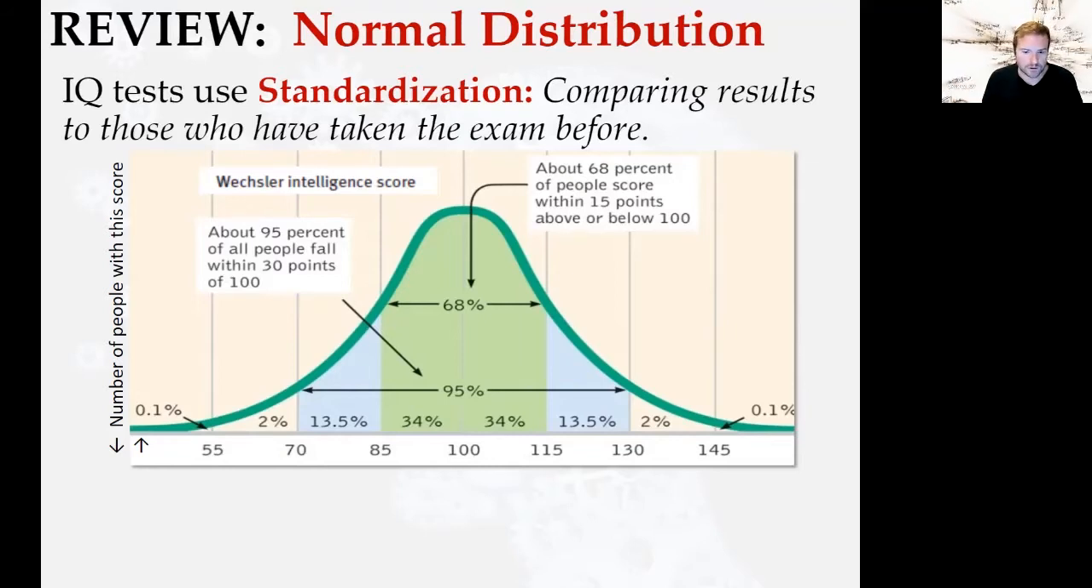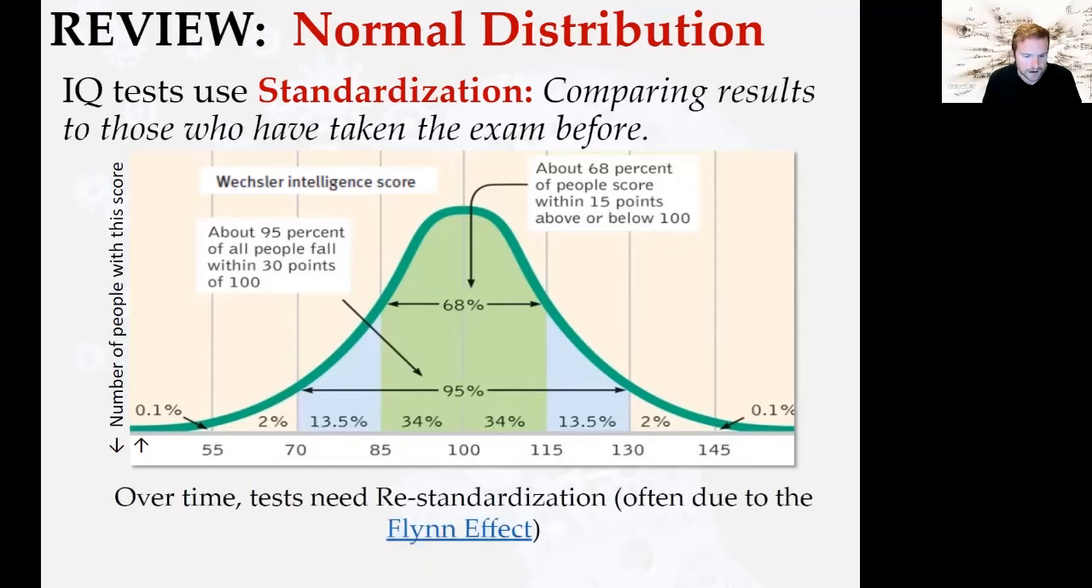And then what we're looking at is each standard deviation is 15 points above or below. So one standard deviation above would be 115, two standard deviations above the average would be 130, three standard deviations, 145, and so on and so forth. Remember that it's important to re-standardize tests due to the Flynn effect. So this is a review.